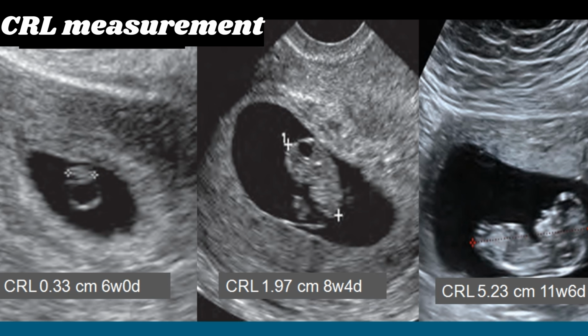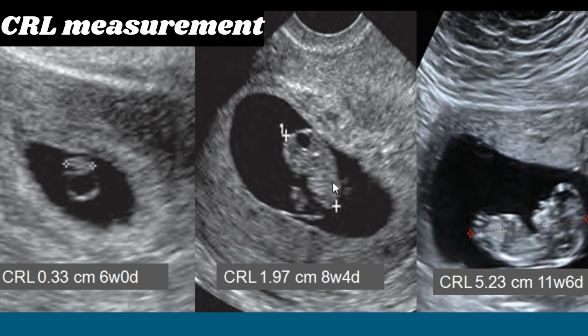Once the head and the body are clearly differentiated, the measurement should be made from the top of the head to the bottom of the body, and the embryo should be in the neutral position without significant flexion or extension of the neck. Now this is the image of the fetus, and its measurement was taken from top of the head to the bottom of the body, and this structure is the yolk sac and it should not be taken as the head of the fetus.